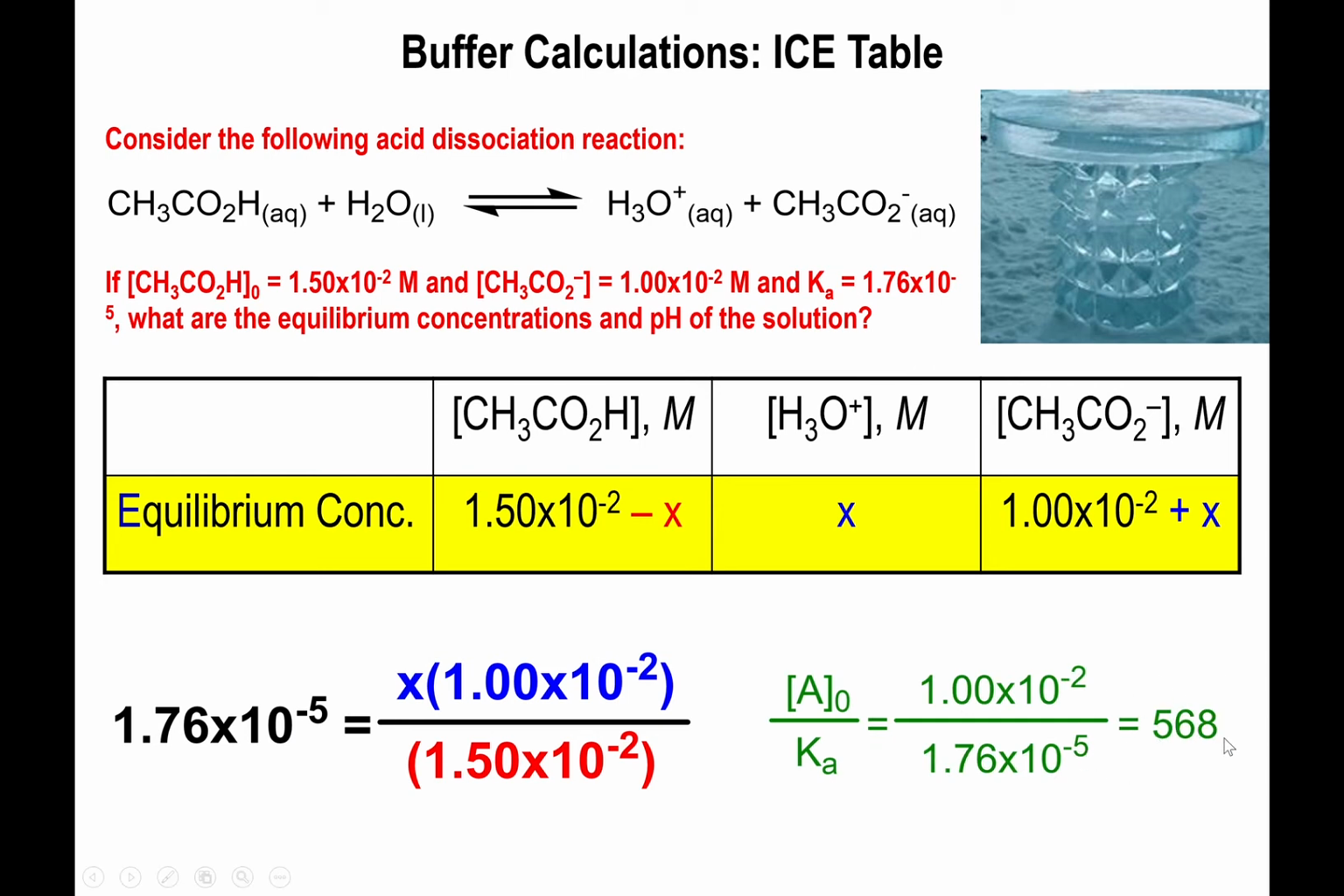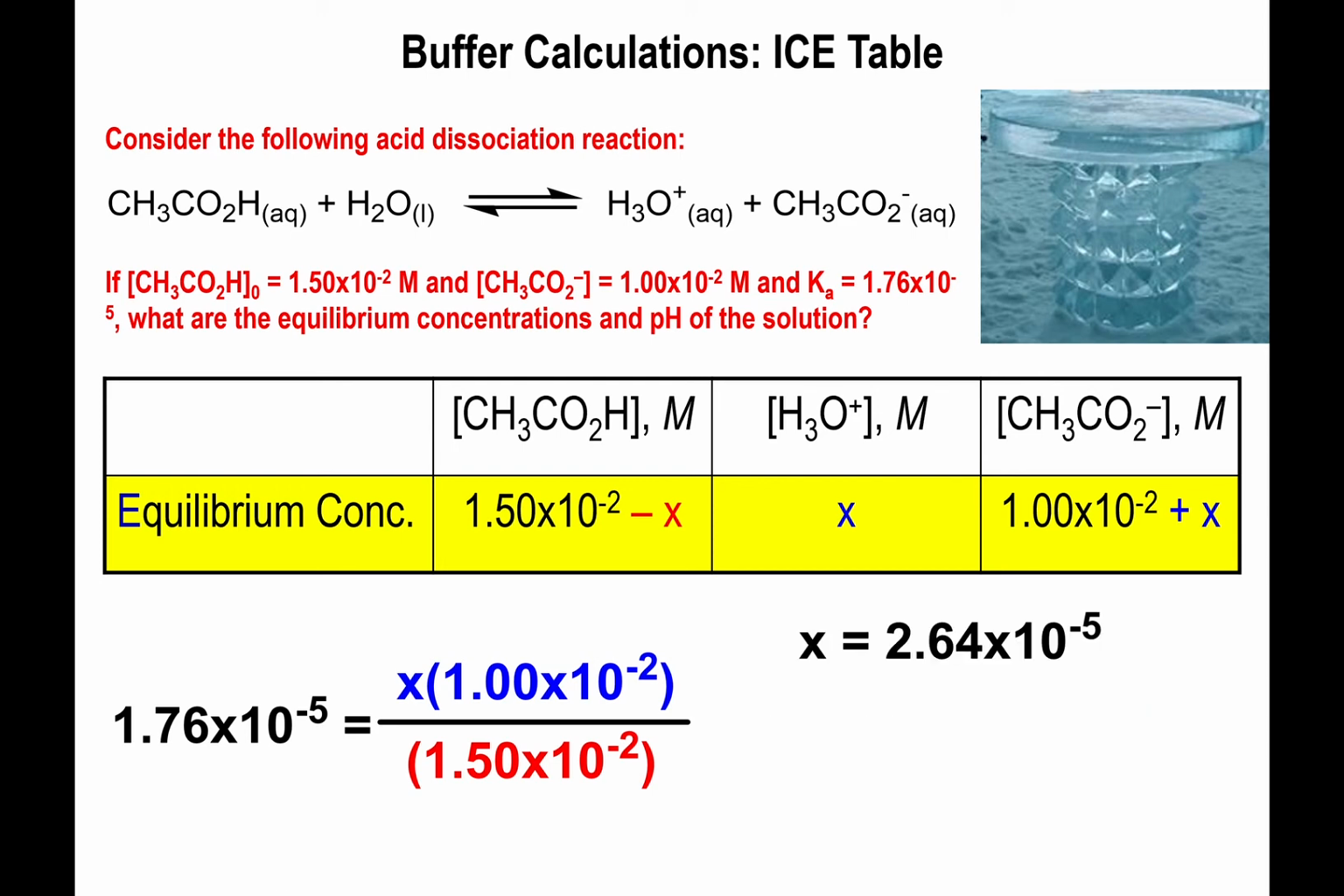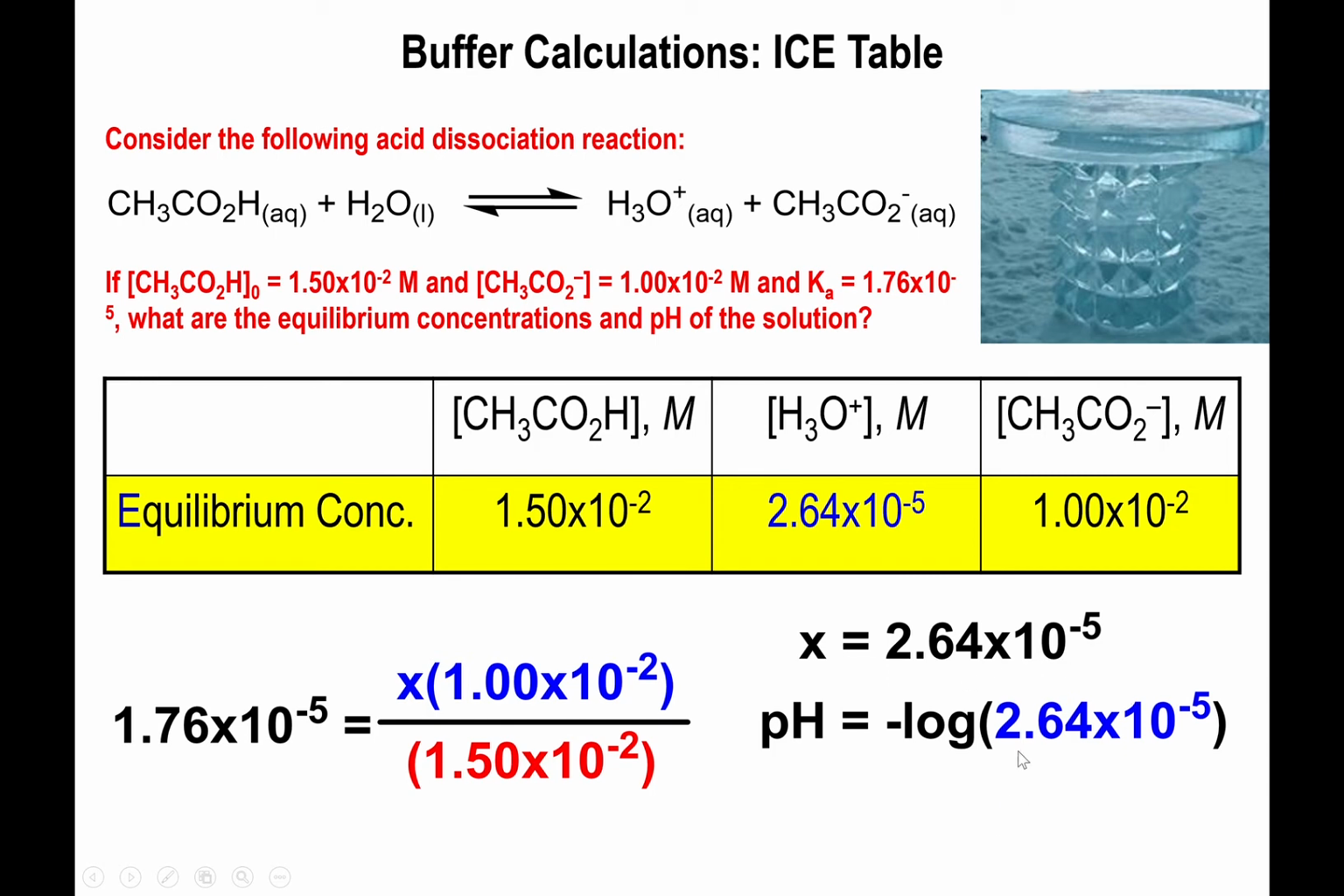So 568. Once you solve for your X values, multiply by 1.5 times 10 to the negative 2 divided by 10 to the negative 2, you're going to find that X equals 2.64 times 10 to the negative 5. If you input those values into the table, you now have the concentration of hydronium. Quite simply put, the value of X was the hydronium concentration. So now we can take the negative log of this value to find that the pH is 4.58. And so applying the ICE table to the initial concentrations of the conjugate acid and conjugate base allows us to get to the pH of the solution, 4.58.